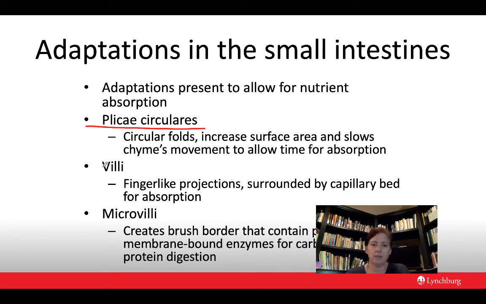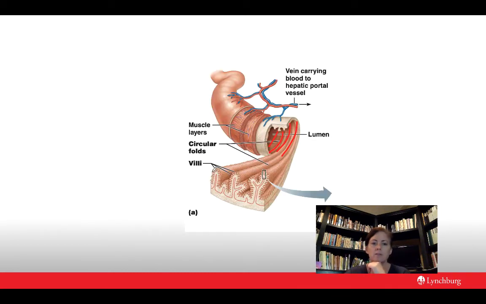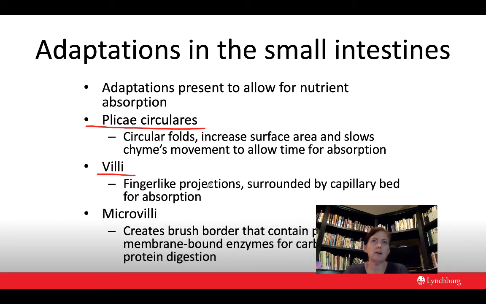We've got a second adaptation, and that's the presence of villi. These are little finger-like projections that come up from the interior surface of the intestinal wall. You have small capillary beds located all around the intestines, specifically around these villi. They are there for absorption and increase surface area, allowing nutrients to be absorbed and pass right into the capillary bed.